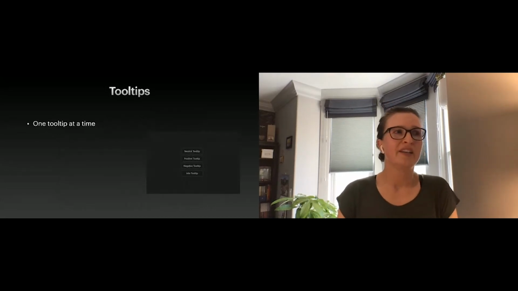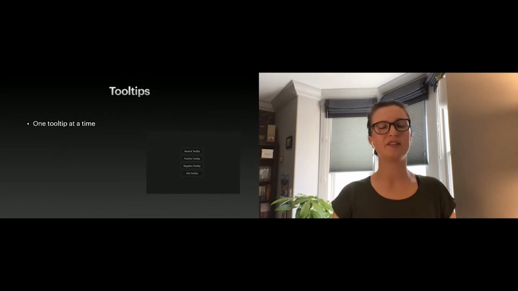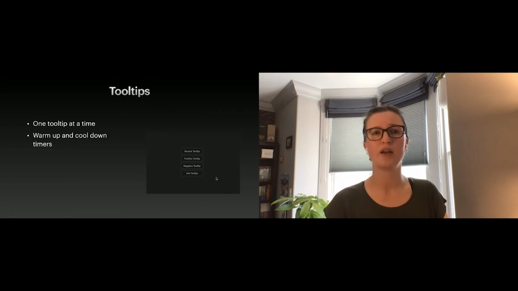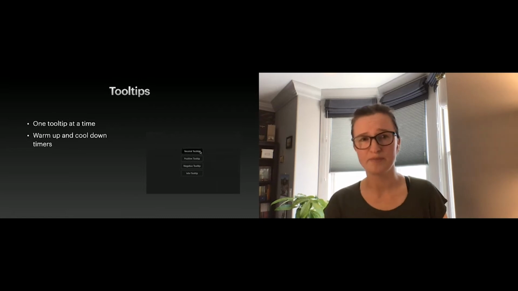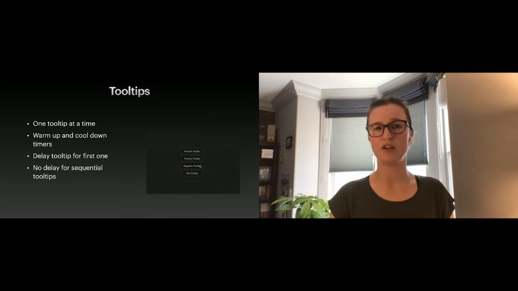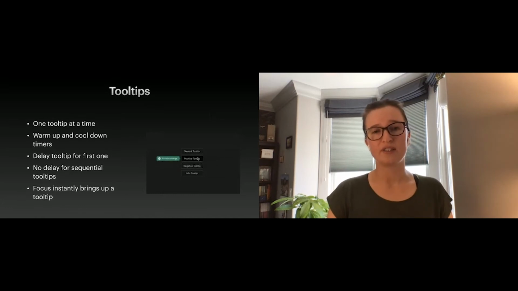Now tooltips. Tooltips are visually a pretty simple component. The Spectrum guidelines for tooltips follow a very similar pattern to the native tooltips that you see in a browser. But there are a few intricacies that native tooltips implement, which we model after in React Spectrum. So for example, you're going to show one tooltip at a time. There's a warm-up and a cooldown timer. There's a delay for the first tooltip that gets rendered, and then no delay for sequential tooltips. And then for focus, it instantly brings up a tooltip for accessibility.